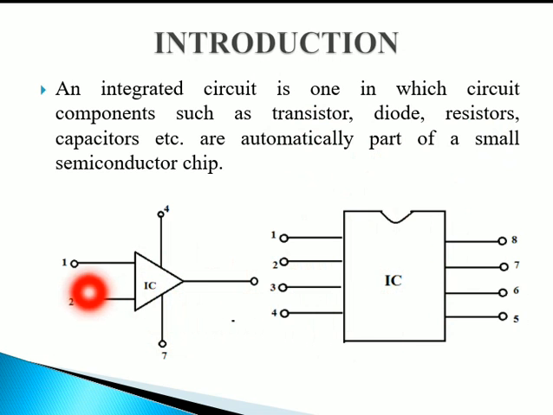So your first and second pins are used as input pins, third is used as the output pin, fourth and seventh are used as fixed DC voltages, like fourth is used for plus 12 volt and seventh is used as minus 12 volt.